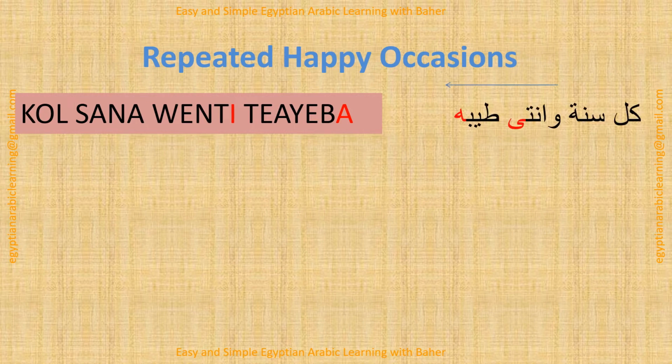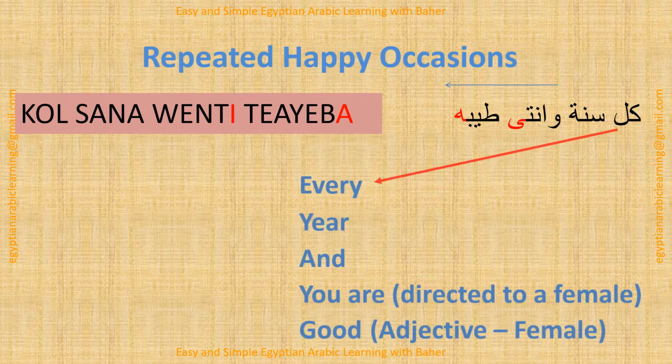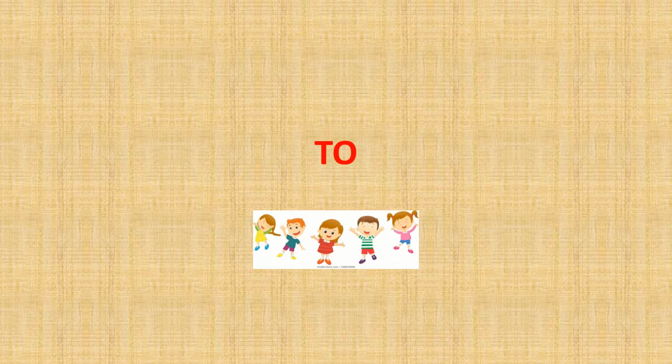كل سنة وانتي طيبة. That's almost the same except those two letters for a female. Inti, so inta for male, inti for a female, and the adjective is tayyiba. Kul, every, sana, year, wa, yani and, means and. Inti, you are for a female, and tayyiba is good. كل سنة وانتي طيبة. So what if a group of persons, like two or more?